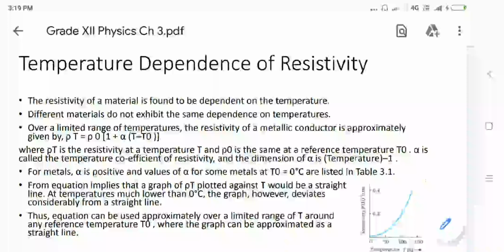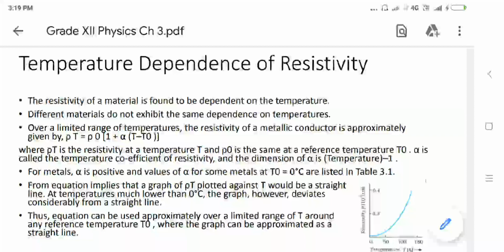As the material is dependent on the temperature, its resistivity also depends on the temperature. So here the resistivity depending on the temperature we can define with the equation: rho of T equals rho 0 into 1 plus alpha times (T minus T0). Rho 0 is the initial resistivity at temperature T0. Alpha is the temperature coefficient, as we have already observed in the resistivity table, and its unit is inverse temperature.